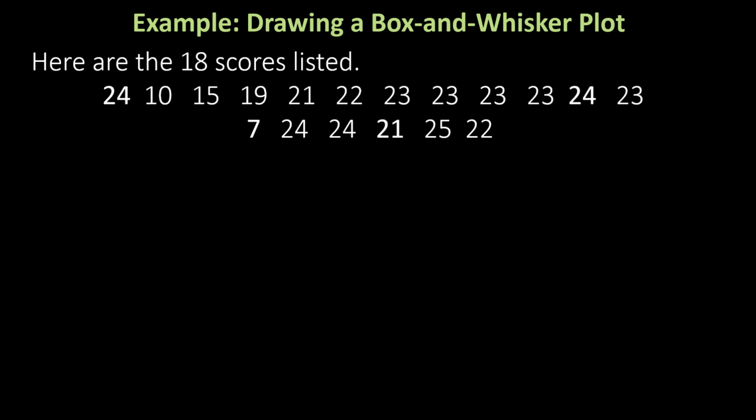Today I am going to explain this example. Using this, I explain how to find the 5-number summary, outliers, then draw the box plot. Here are the 18 scores listed.